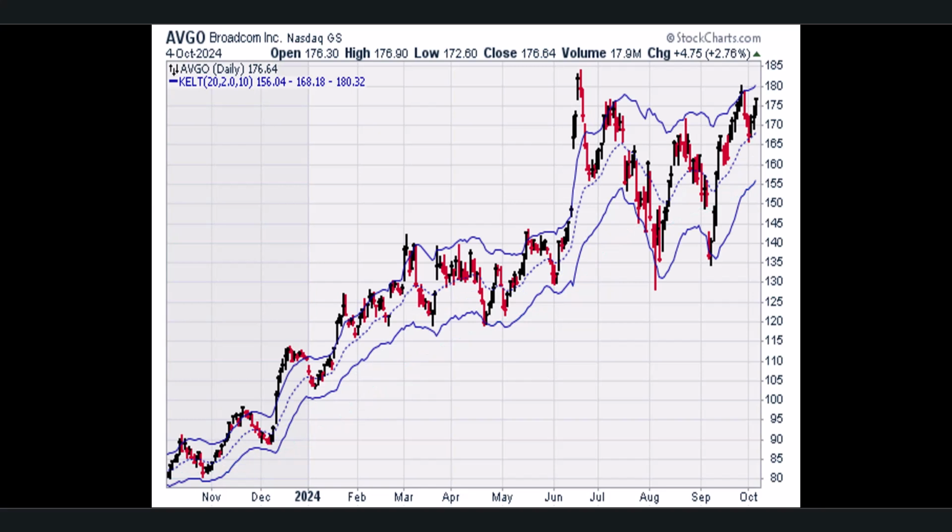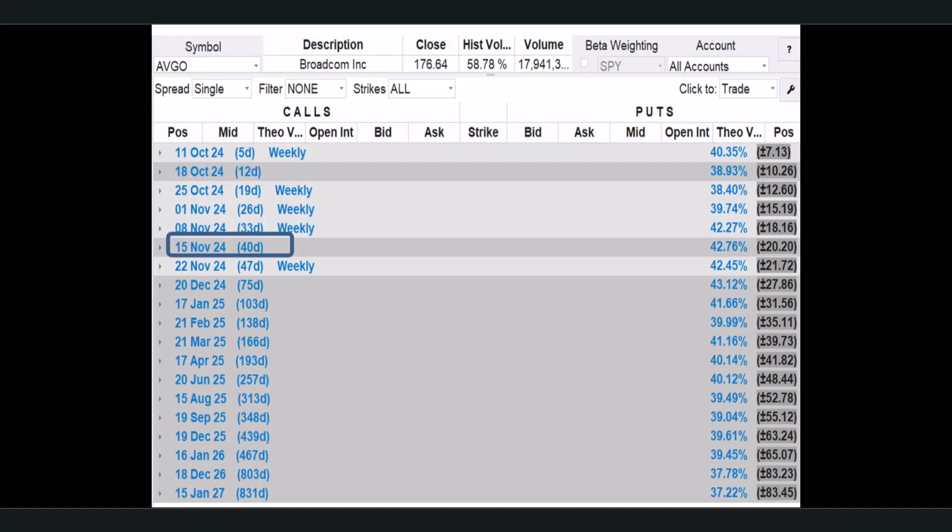Next, we're going to look at a daily chart that displays the Keltner channel. As a rule, we don't want to buy calls if the stock price is above the upper Keltner channel line. Anywhere inside the Keltner channel or even below the Keltner channel is fine. AVGO is below the upper Keltner channel line, so AVGO is inside the buy zone. Since the trend is up, we want to buy a call.